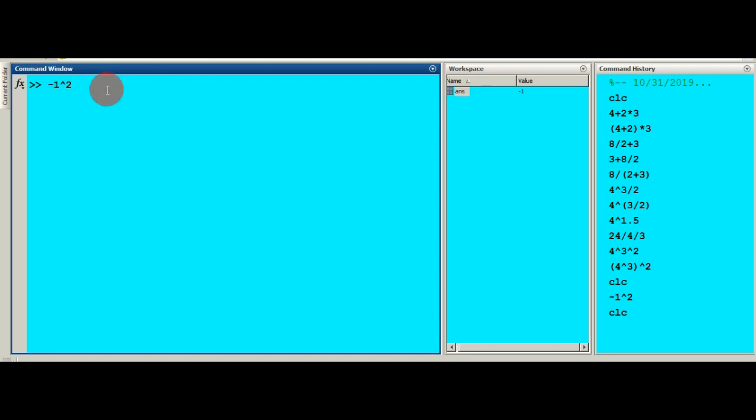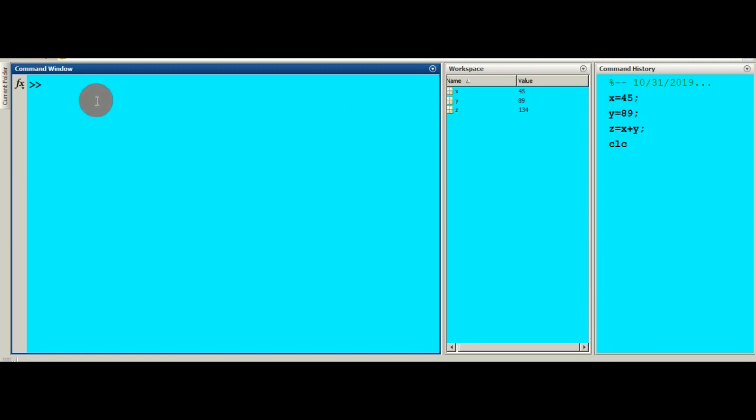Now try to understand when you have a problem like this, minus 1 raised to the power 2, and then press enter. What would be your answer? Definitely not plus 1. This will remain minus 1 because you have not entered minus 1 inside the parentheses. So what you have to do is make a small change in the above problem. Write minus 1 inside the parentheses. So this is the beauty of Matlab. Now press enter. Definitely you will get positive 1 as your answer.